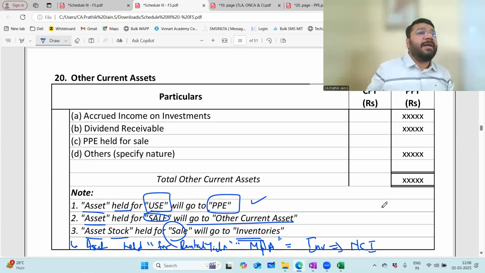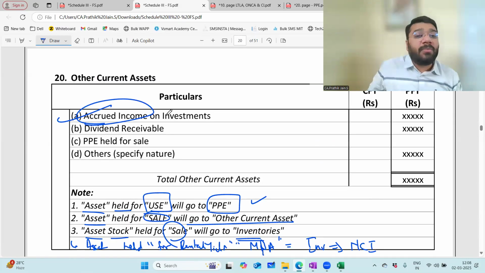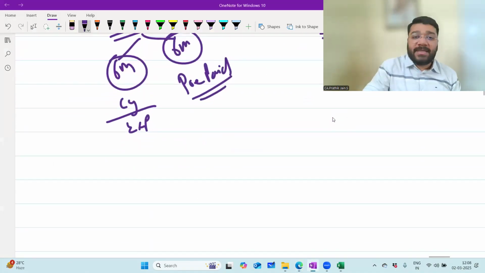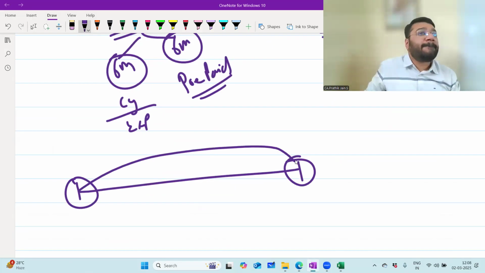Last is other current asset. We are done with this. Other current asset: accrued income on investment. Means what? Interest earned, money not received. Which means what? You made an investment here in the fixed deposit. One year you have kept the money. The bank said that I'll not pay you the money now, I'll pay you in the future.